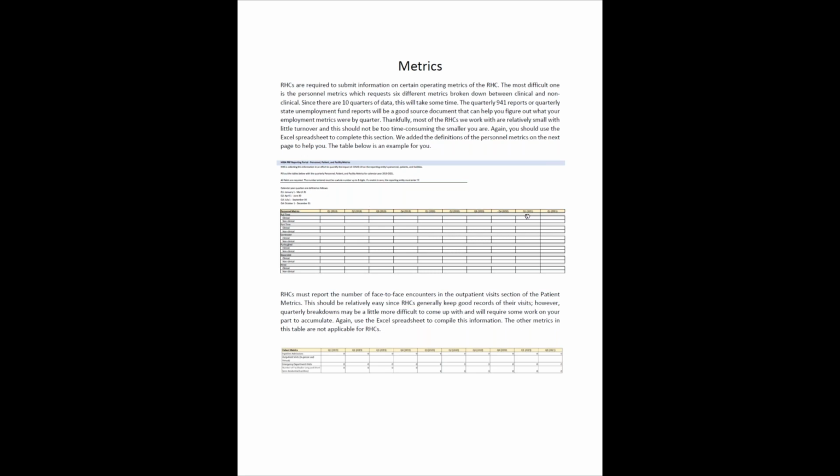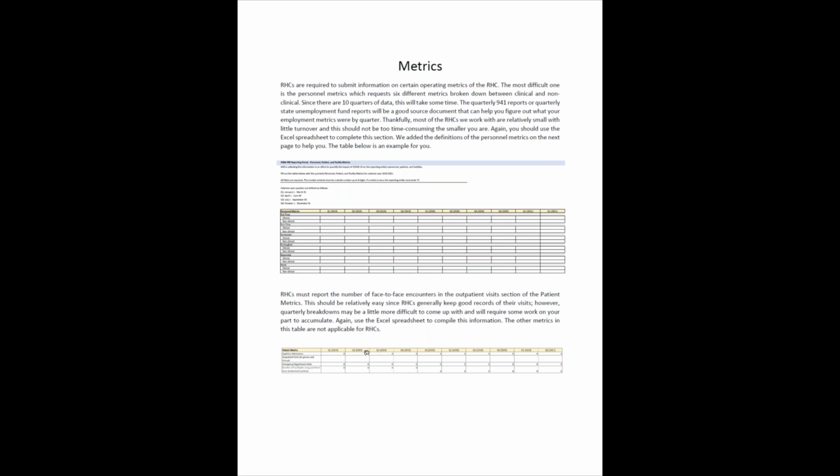Again, you have 10 quarters of information. I would go through and look at your 941 reports, or sometimes your state unemployment reports, which basically have a listing of your number of employees. HHS considers a full-time employee 30 hours or more. So if you have employees that are 30 hours or more, that's what you're going to want to enter there.